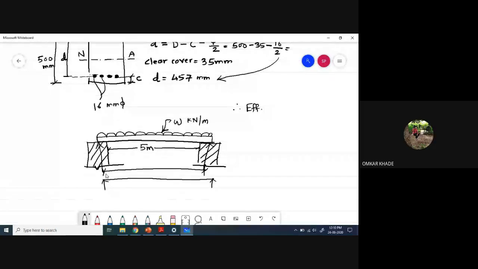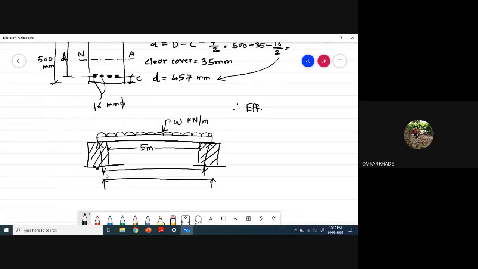Sorry. Hello. Yes, ma'am, nothing was audible in between, the voice was breaking. Okay. Am I audible now clearly? Yes, ma'am. Okay. Have you understood this diagram? This is a beam which is resting on two columns. Hello? Am I audible? Yes, ma'am.